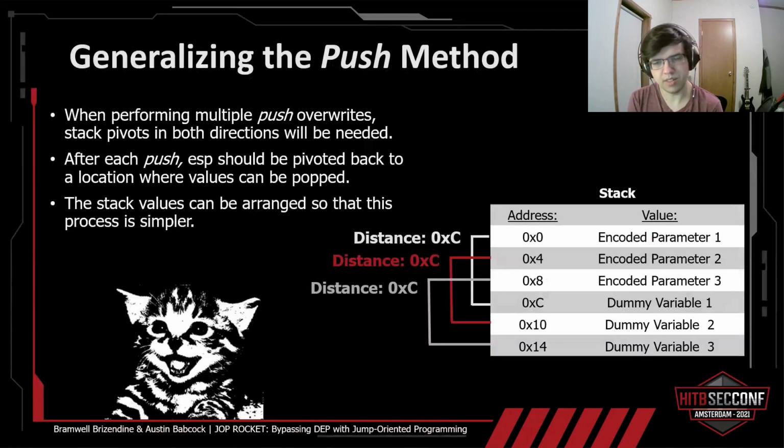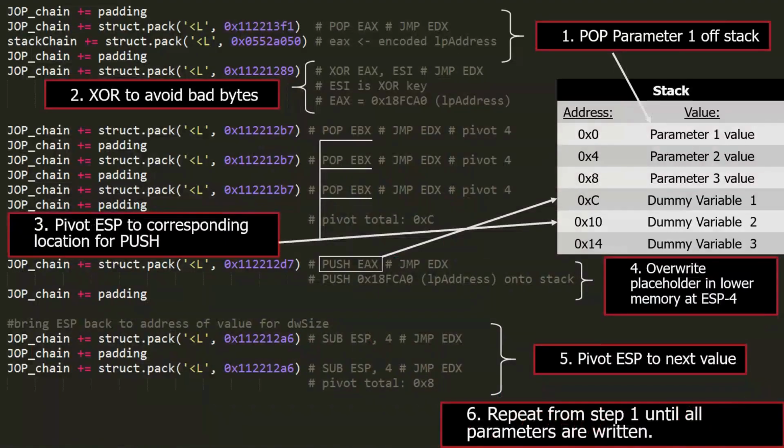And if we want to do a lot of pushes in a row like this, we can set up our stack in a special way here, where we have the same distance between each encoded parameter that we're dealing with, and then our dummy variables. The distances between each pair there are the same. So that way we can keep on using the same distance stack pivots each time.